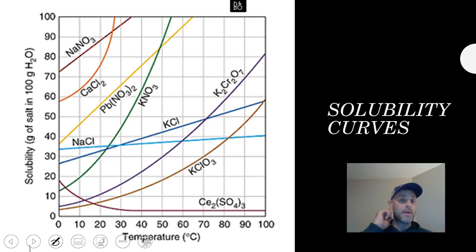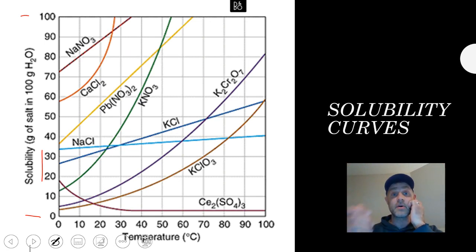Okay, so before I move on, I want you to take a look. Whenever we have a graph, you want to look at the axes, the X and the Y. So in the vertical, the Y axis here, it's labeled just solubility. And then in parentheses, it says grams of salt in 100 grams of water. So it starts at 0, it goes all the way to 100. That tells me how much salt would get dissolved in 100 grams of water.